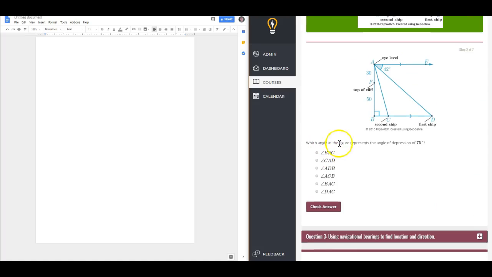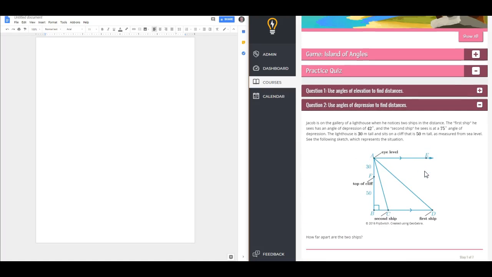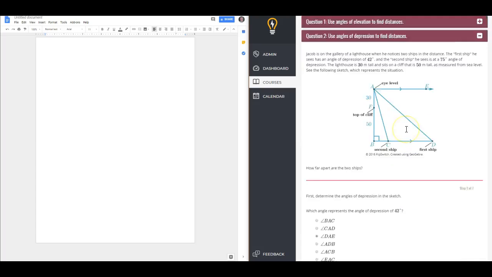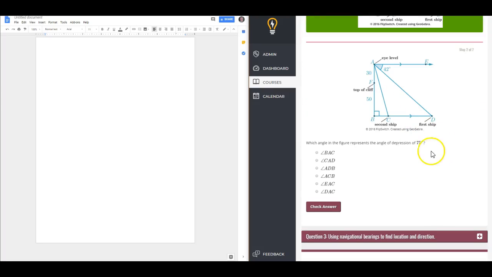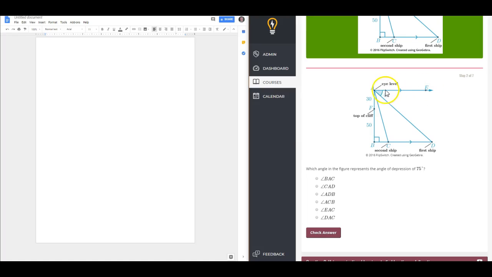Step 2, which angle in the figure represents the angle of depression of 75 degrees? So 75 degrees was the angle of depression to the second ship. Right here, it's stated in the instructions. So then the second ship is from eye level down to where you're at, down to the second ship. So CAE, or EAC. That's representing the same angle.